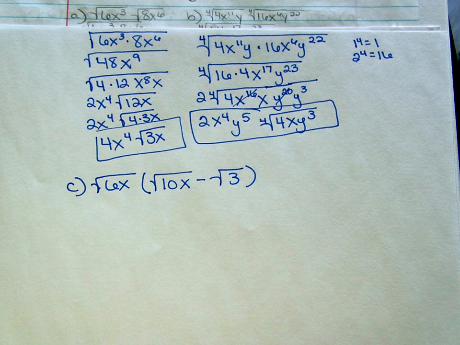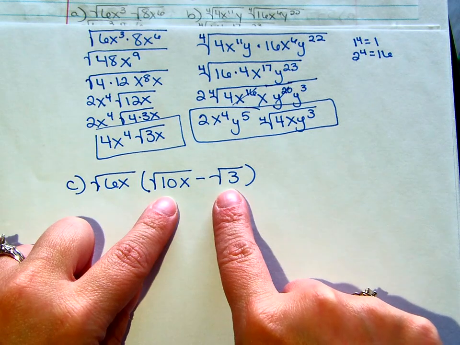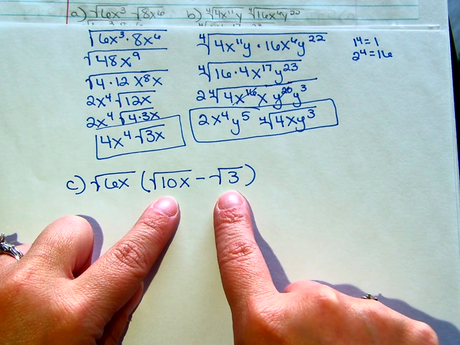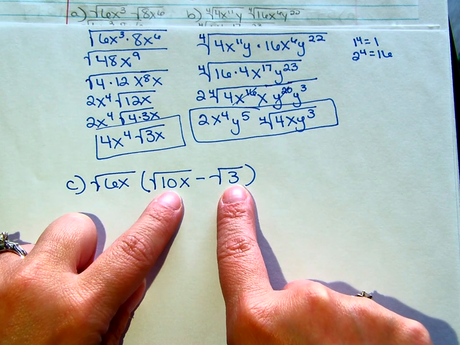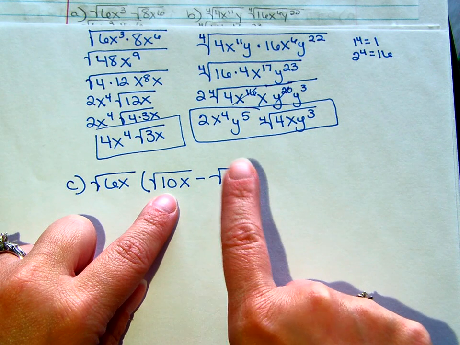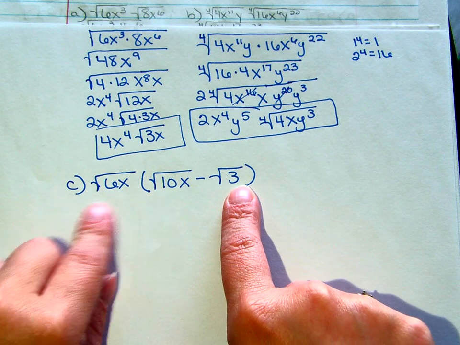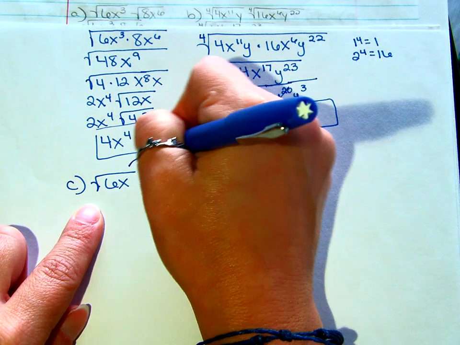First thing I would look for, if I have a set of parentheses, is can I combine the inside radicals at all? And in this case, I cannot. Yes, they have the same index. They do not have the same radicand, and I can't make 10x look like 3 or 3 look like 10x. It's not going to work. So what I'm going to do is distribute this radical that's on the outside to both of my terms that are on the inside.